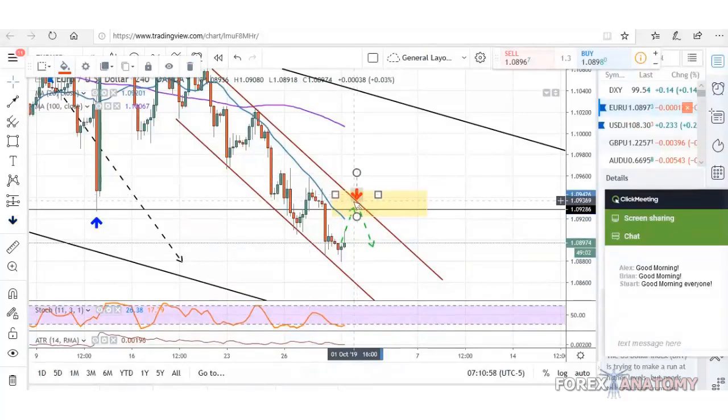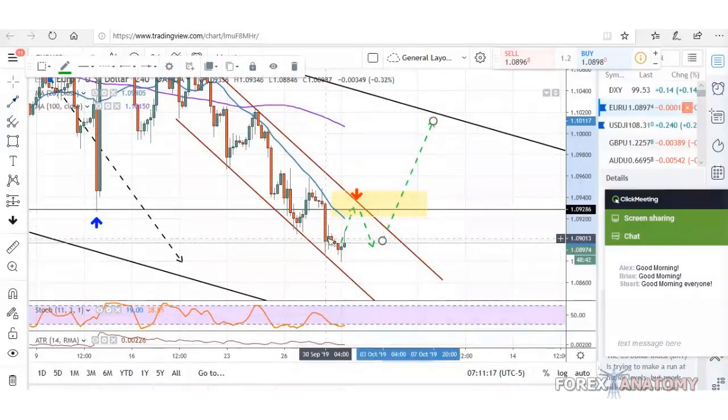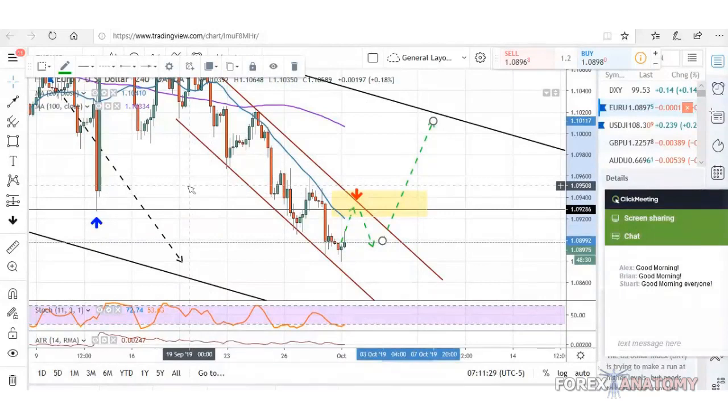But I'm expecting this to do something like this, where we see this correction and we see a nice selling opportunity to test the lows. And then from there, we're going to see price correct higher and possibly test this channel resistance. That's what I'm expecting to happen. From there, we see this push higher. But first, we're going to have an opportunity to eventually sell right here. And then from there, we may see price bottom out and correct higher and test these highs up here. So that's what I'm expecting for the Euro USD.